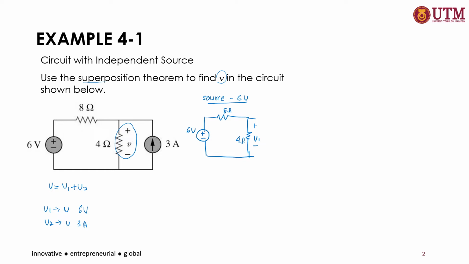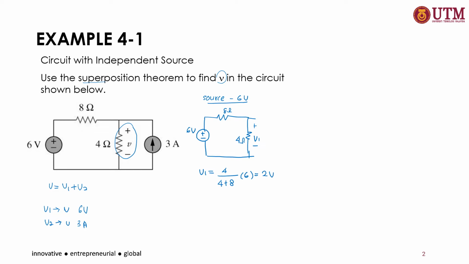Then we find this V1. V1 can be calculated by using voltage division, where V1 is equal to 4 divided by 4 plus 8 times 6, so you will get 2 volt.